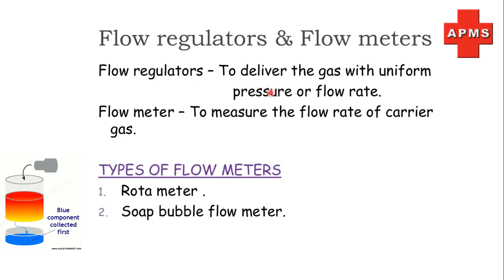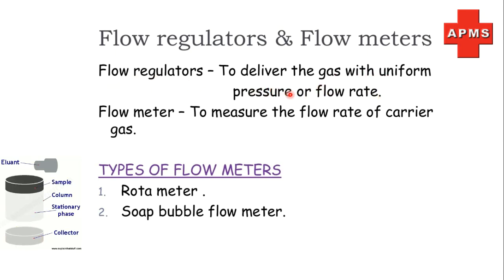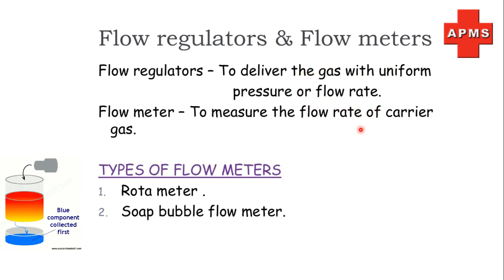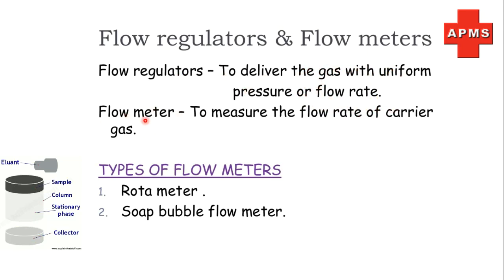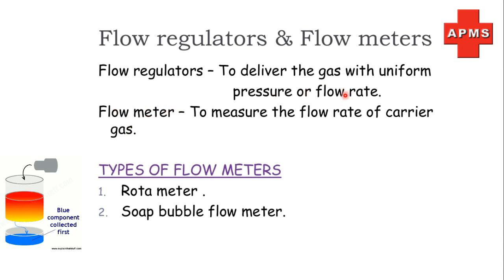to deliver the gas with uniform pressure or flow rate. This flow regulator controls the pressure and flow rate of the gas, meaning a higher volume of gas is going inside the column within the same time, or a lesser volume of gas is going inside the column. So this regulates this pressure and flow rate. And the second thing is the flow meter, which shows this flow rate to measure the flow rate of carrier gas. So the regulator controls this, and this measures the flow rate of the gas.